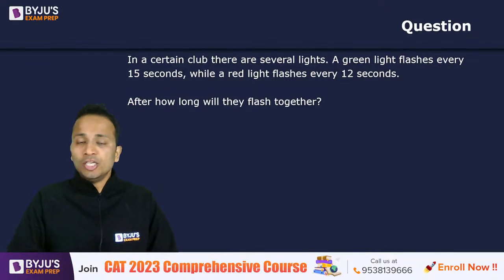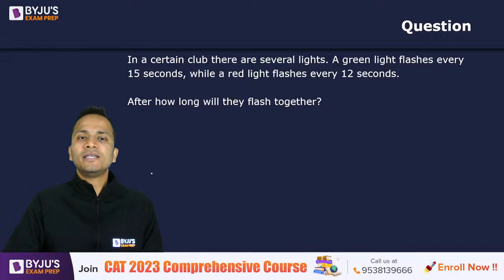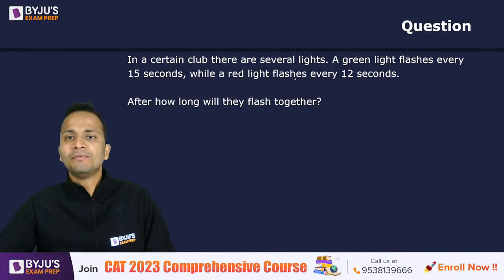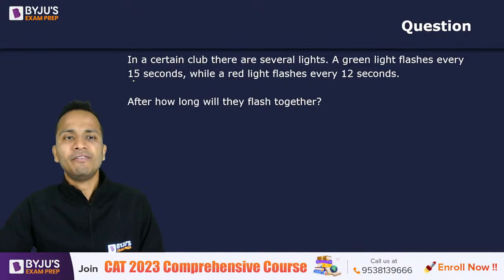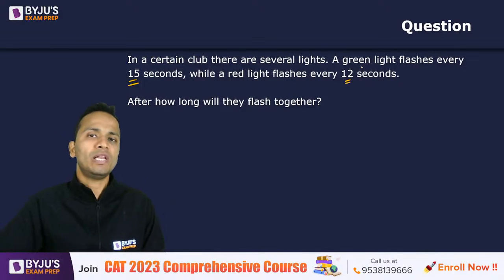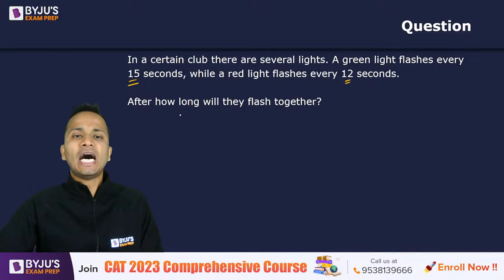Okay. So first question says that in a certain club, there are several lights. Okay. A green light flashes every 15 seconds and a red light flashes every 12 seconds. After how long will they flash together?